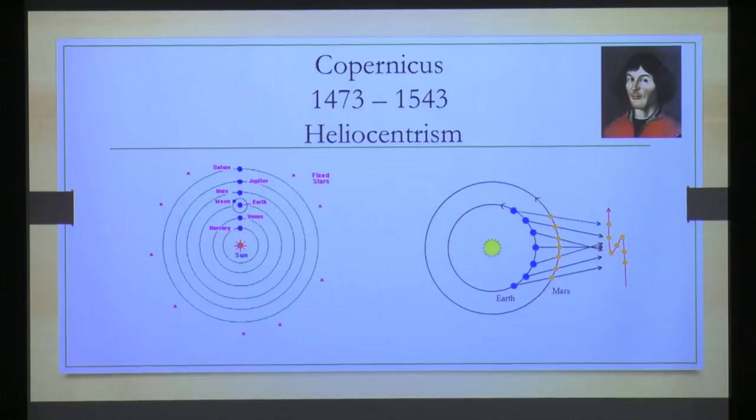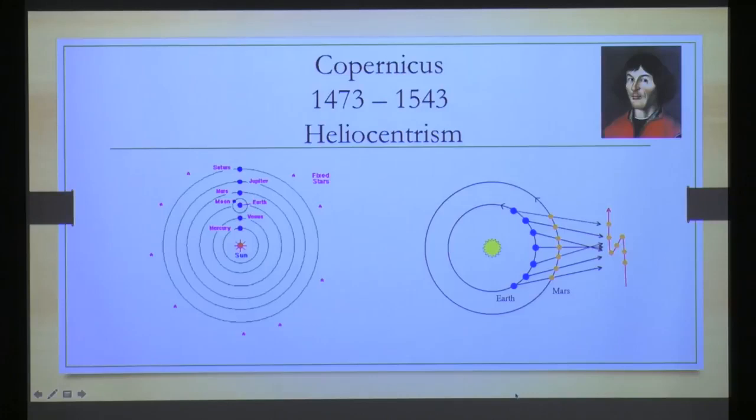Here they stayed for 1,300 years thinking that Ptolemy was right, until Copernicus came around, and he said, no. We have the sun in the middle, and everything goes around it. And this can explain the retrograde motion.